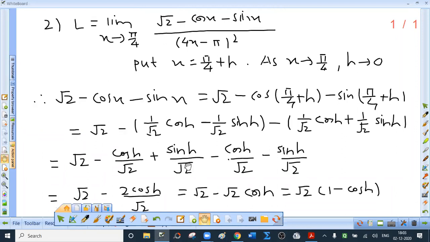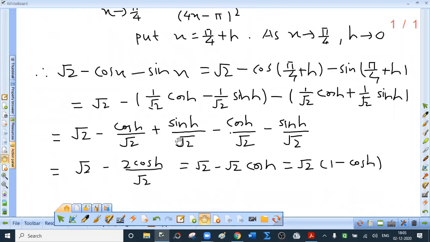If you open the bracket, you simply get, see here, the sine term gets cancelled. Here it is plus, here it is minus. Now 2 times cos h by root 2. What is 2? Root 2 times root 2. One root 2 gets cancelled. So root 2 minus root 2 cos h. Take root 2 common to get in bracket 1 minus cos h.